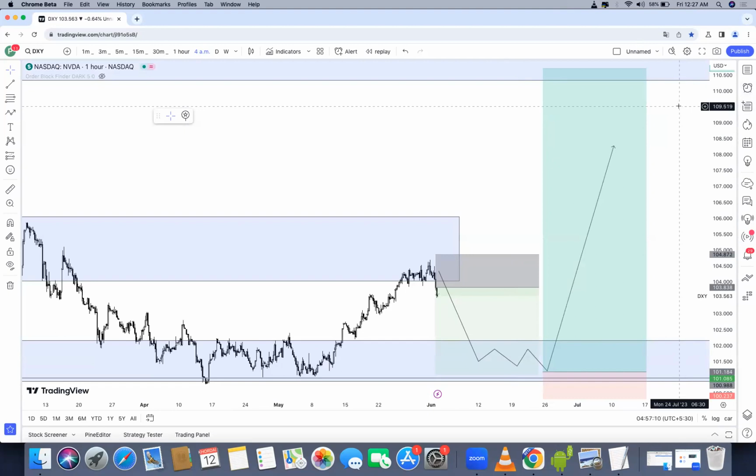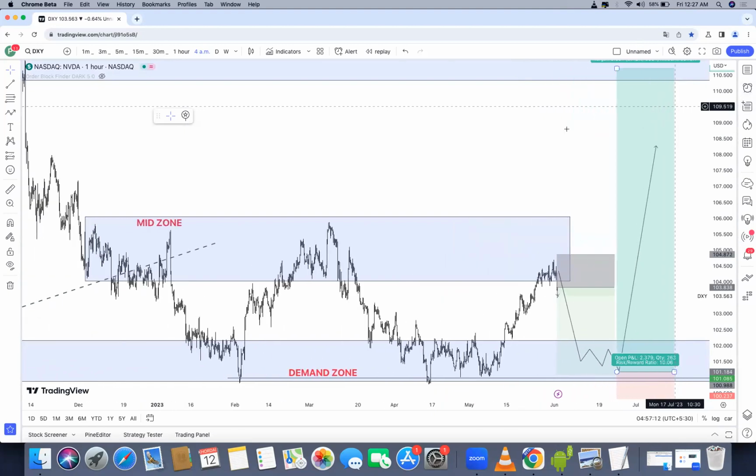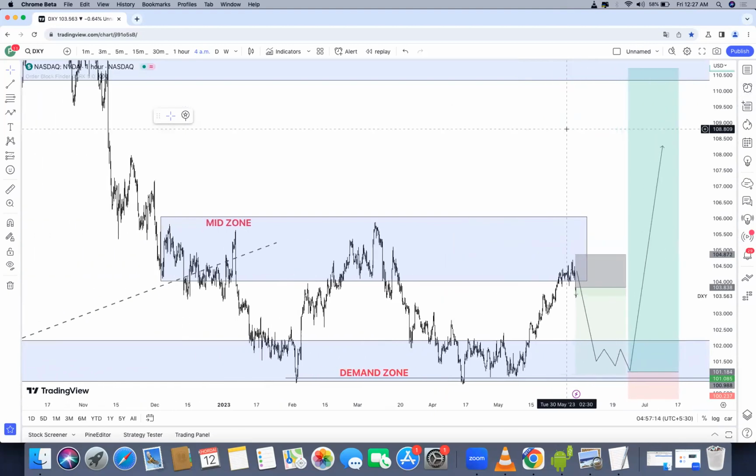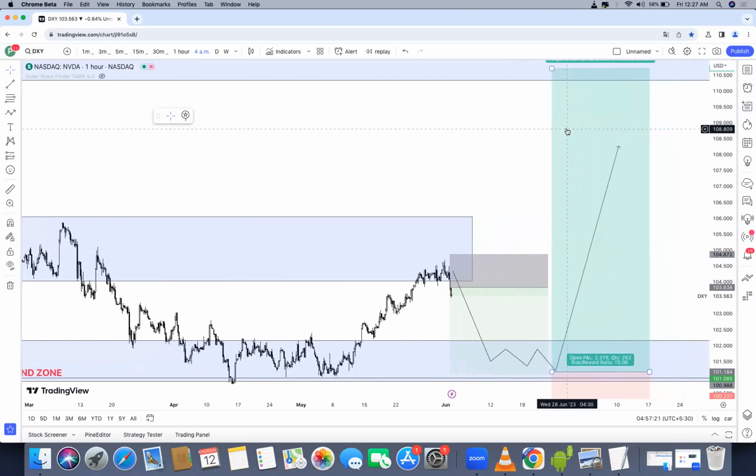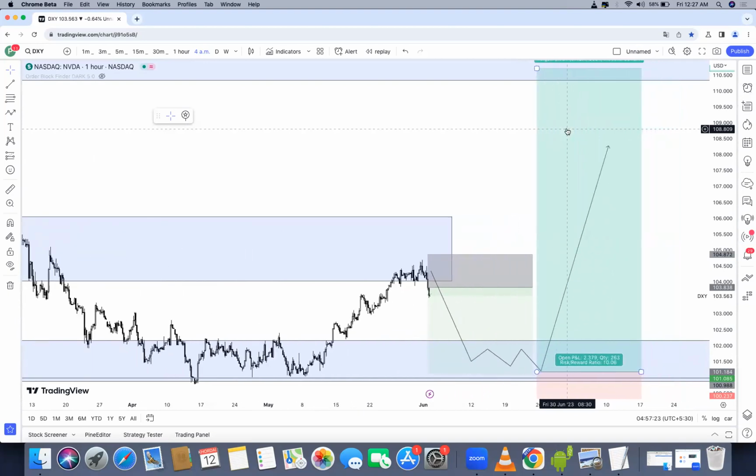And what we need to do now is a lot of backtesting, all right? So we need to do live backtesting, where we'll be going back in the chart and doing a live backtest.